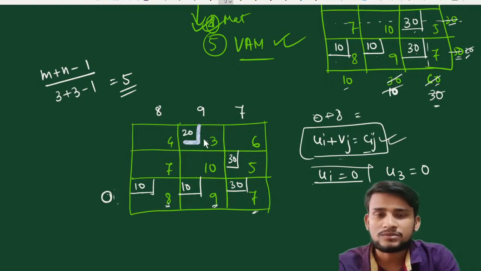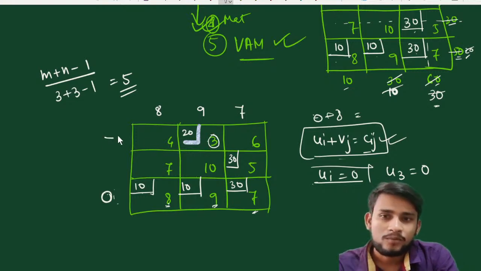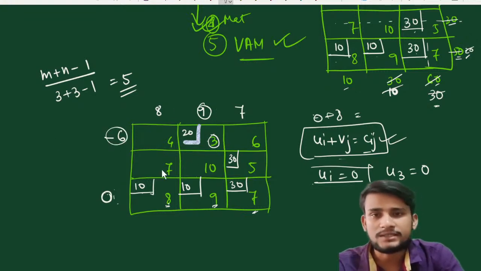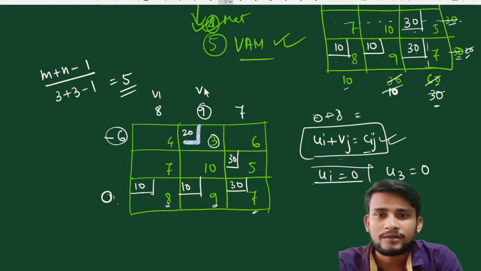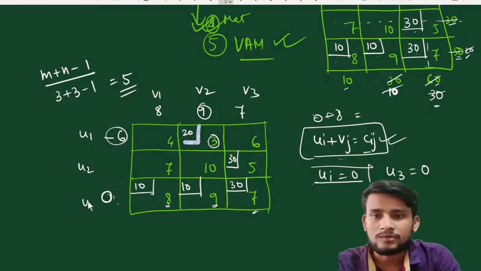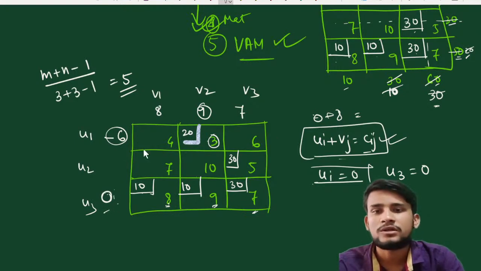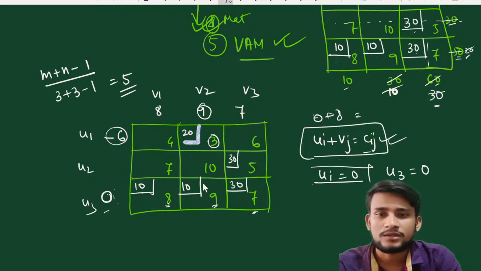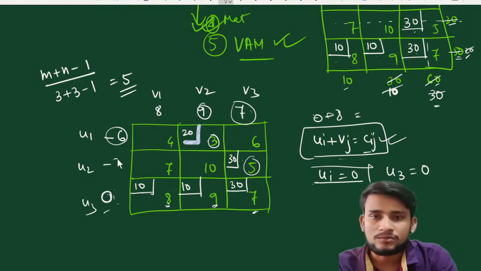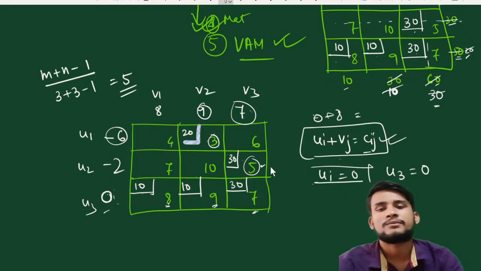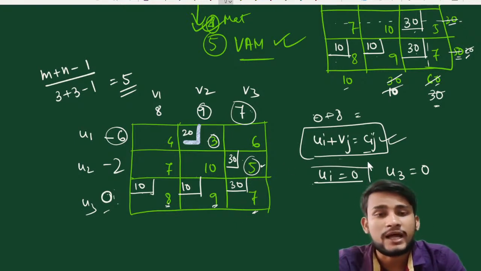Now this is one allocation, so the cost is 3, therefore if we put here minus 6, that is ui equal to this and vj equal to this gives the cost 3. Okay, this is the value of v1, v2 and v3, and this is the value of u1, u2 and u3. Okay, we assume u3 equal to 0. This is 7, the v3 is 7, therefore we put here minus 2. So 7 minus 2 is equal to 5. Okay, therefore these are the values of ui and vj for the allocation. We calculate this for the given cell allocation.